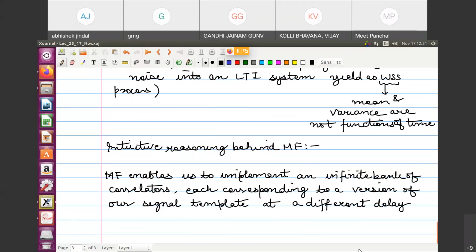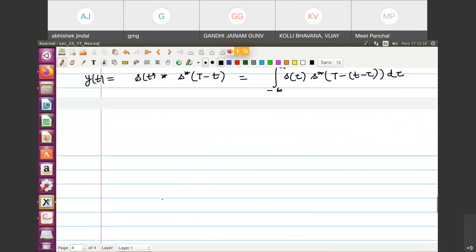Let us see from this, because what we do is convolve S of t with its own copy with shift. This is nothing but the integration from minus infinity to infinity of S of tau into S star of t minus tau d tau. This is nothing but your output y of t. So what happens? Let us see.